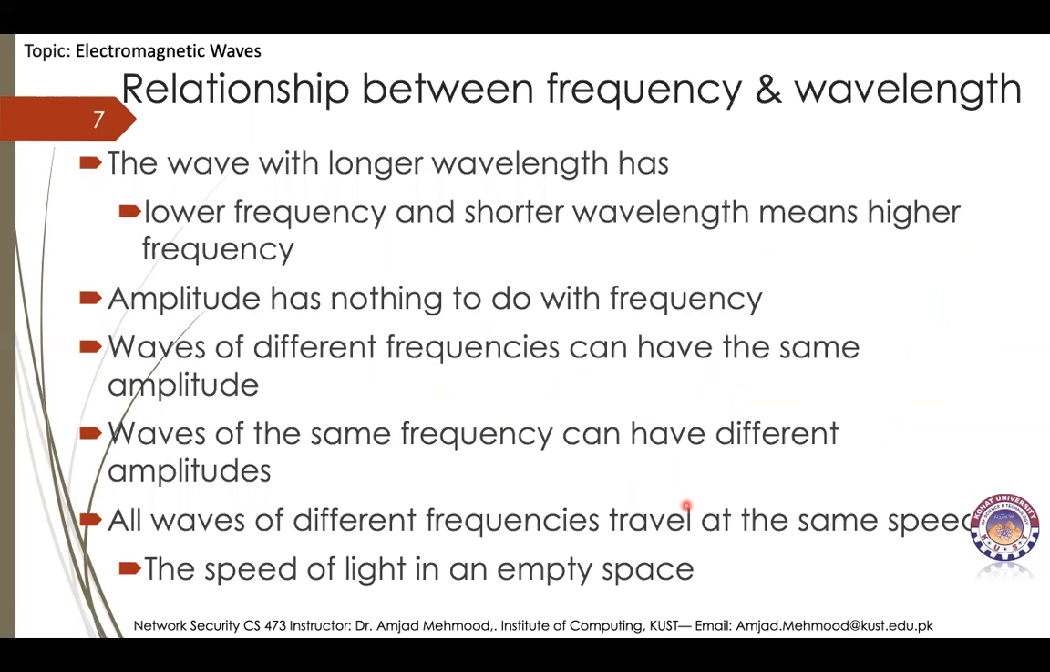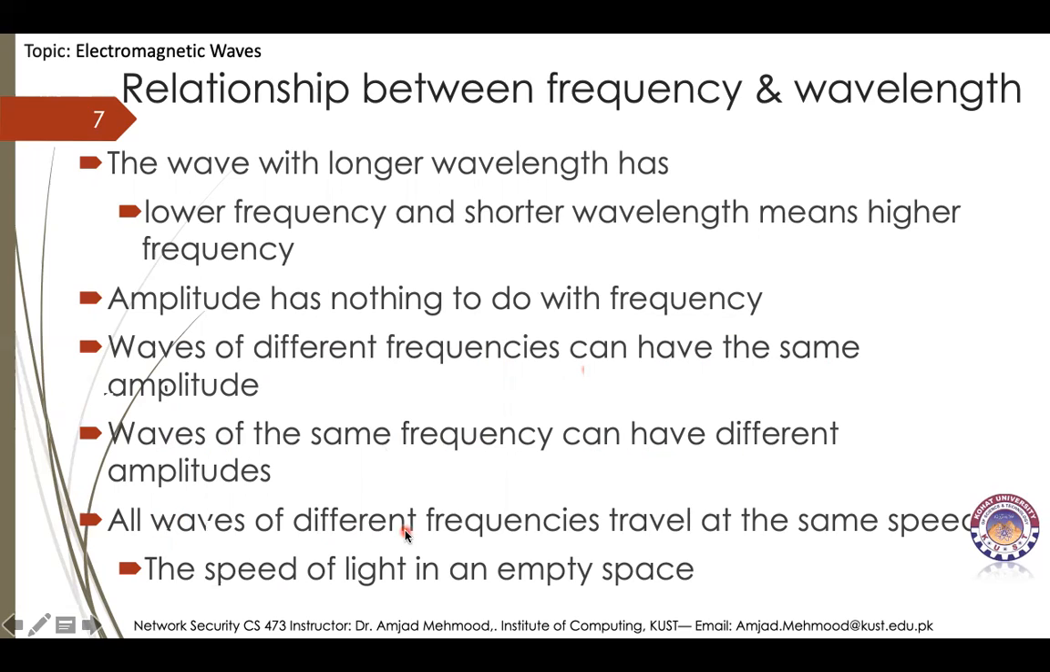Now, the relationship between frequency and wavelength. The wave with longer wavelength has lower frequency, and shorter wavelength means higher frequency. As they are inversely proportional to each other, amplitude has nothing to do with frequency. You have to remember that frequency and wavelength are inversely proportional to each other, but amplitude has nothing to do with frequency. Waves of different frequency can have the same amplitude.